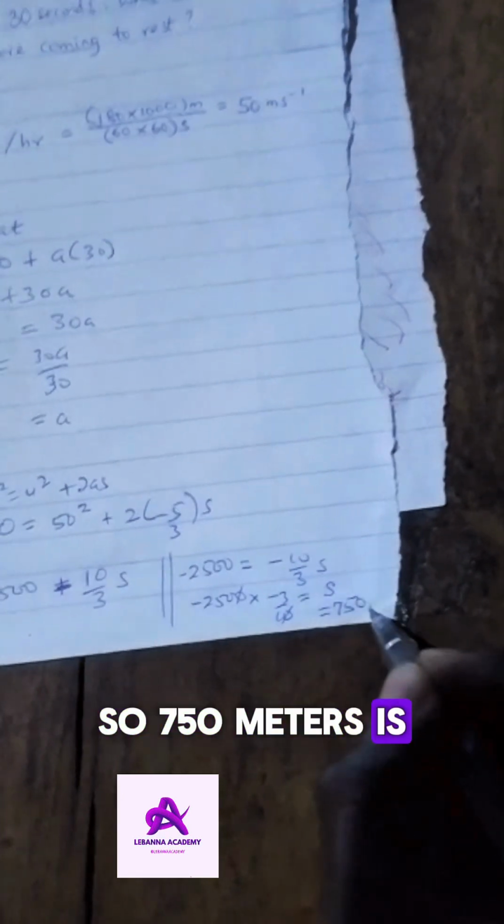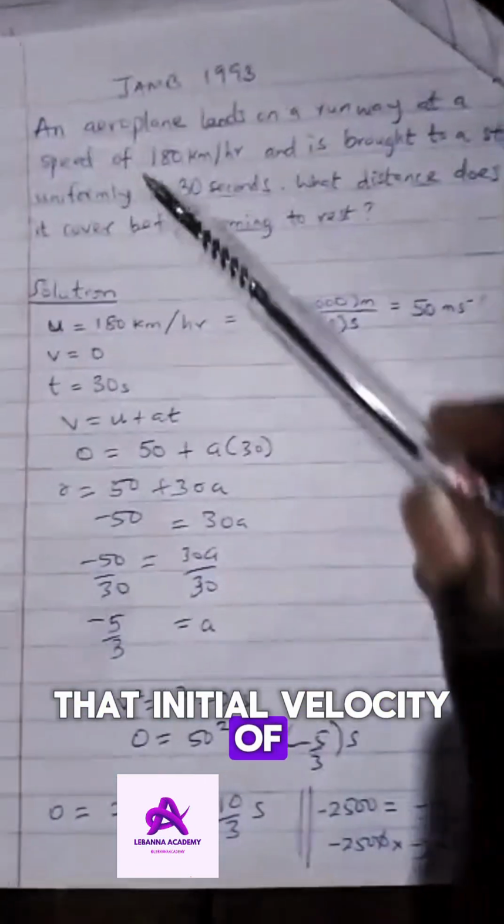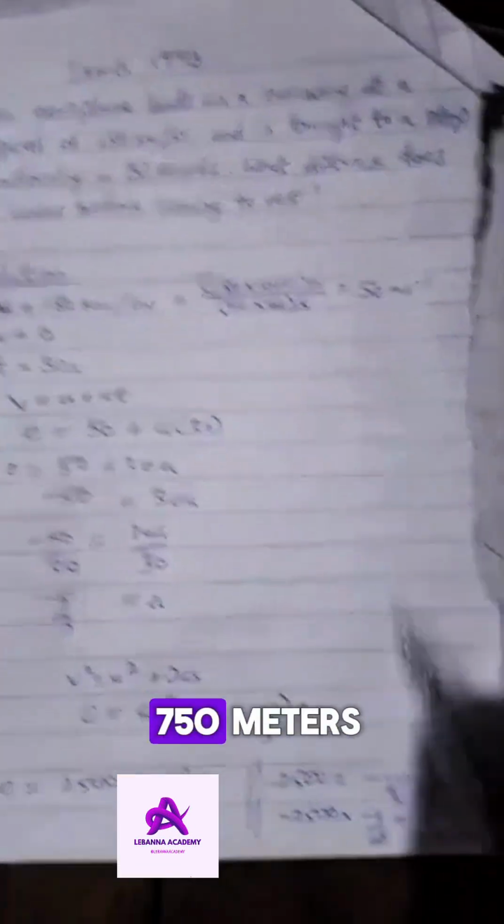So 750 meters is the distance covered between that initial velocity of 180 and stop. So 750 meters.